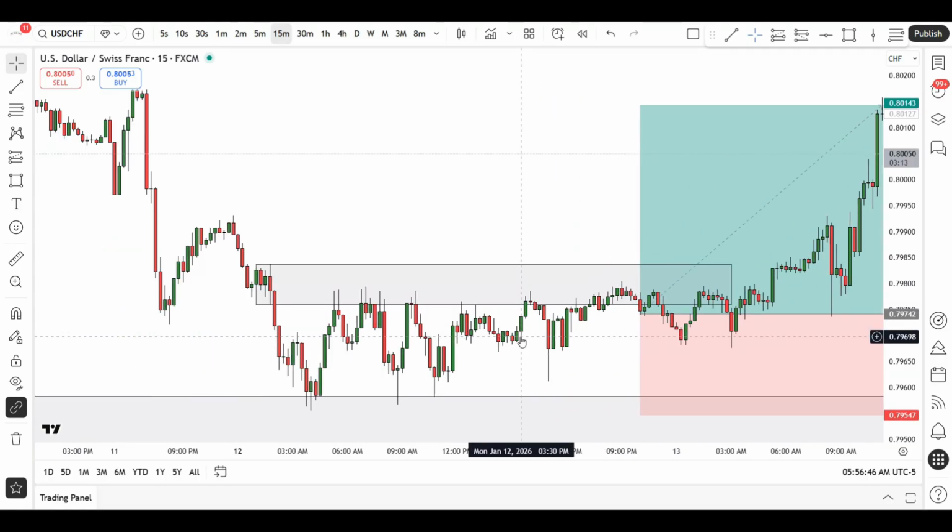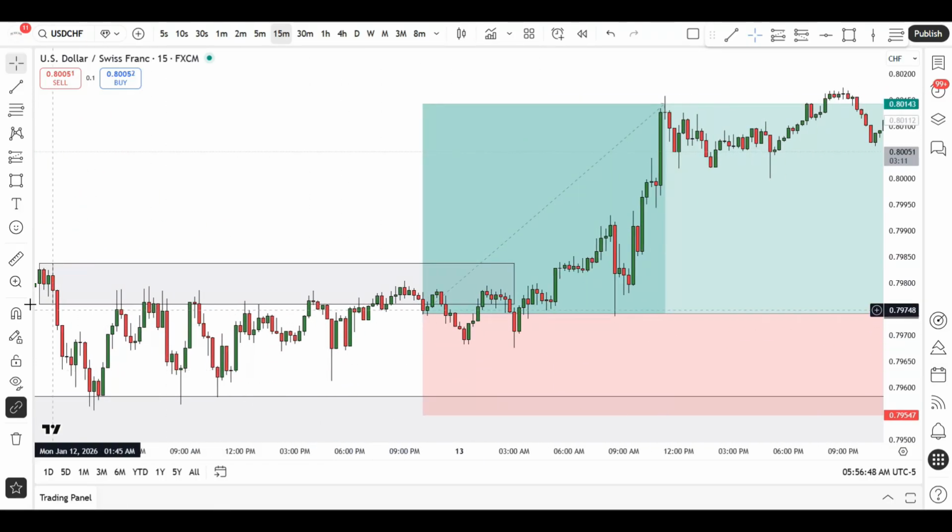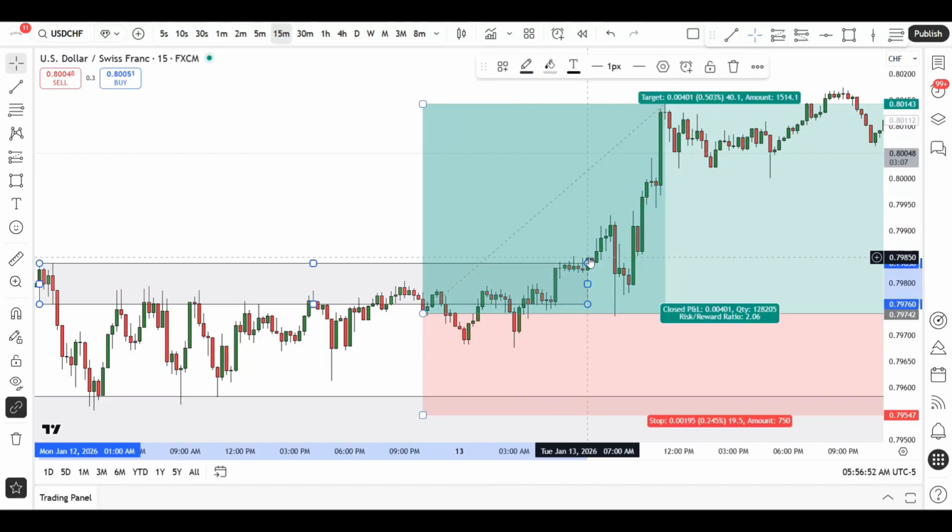Now, the conservative entry would have been to wait for this particular supply zone to give way. As you can see here, the market gave us this break around here. This spike you see here is the CPI release. You can see that's 8:30 a.m. This was the CPI release earlier this week from the United States.